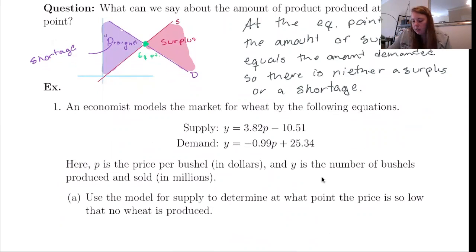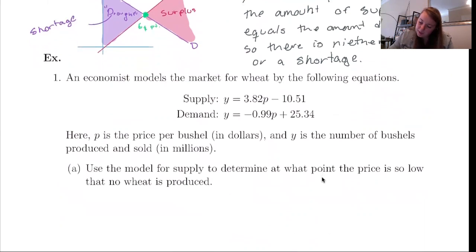All right, so some guy models the market for wheat by the following equations. They're the same equations we just talked about a little while ago. Here P is the price per bushel in dollars, and Y is the number of bushels produced.